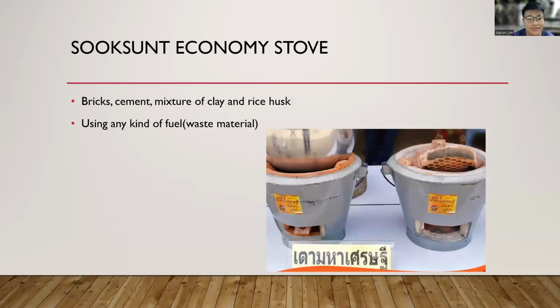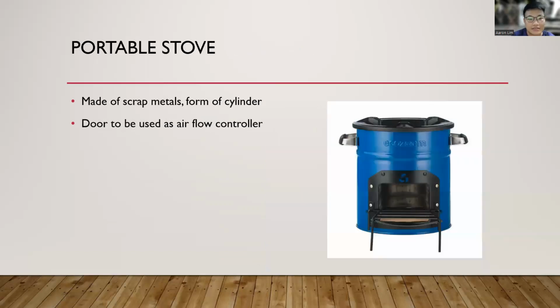The other one is the Soksan economy stove, also found in Thailand. They are made of bricks, cement, and a mixture of clay and rice husk. They can use any kind of fuel, like I mentioned just now: waste material, charcoal, wood. Next is a later version, and this is the version of the stove that we studied and researched and used for our further design.